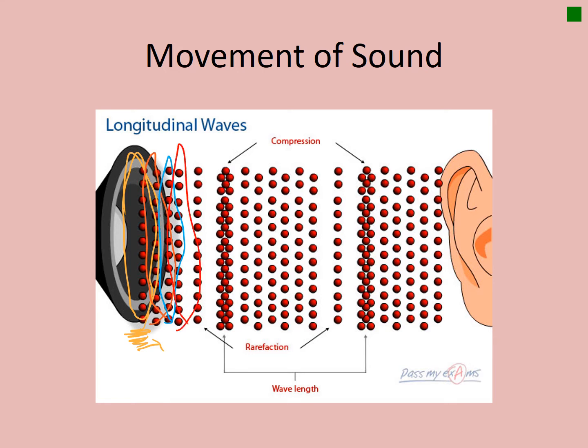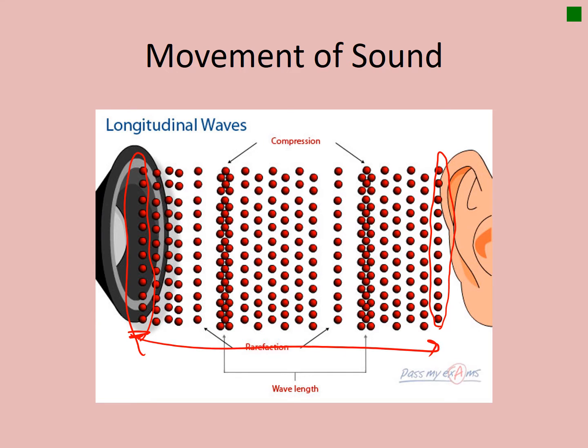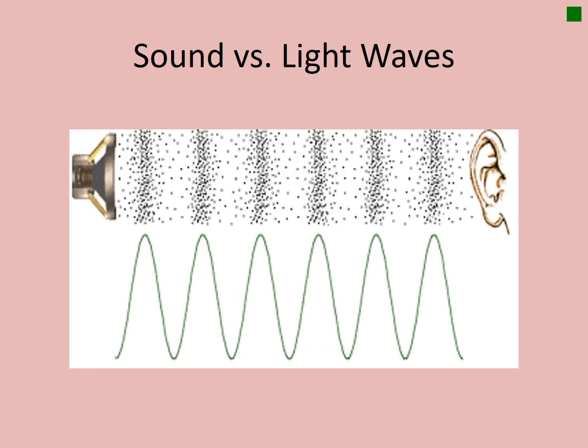So the particles that you start with right here are not the same particles that hit your ear, okay? The energy is transferred from the initial particles all the way to the particles that are right by your ear. Now because they are in longitudinal waves, you have compression areas and you have rarefaction areas. Remember, rarefaction are the places where the particles are most spread out. Compression are where they are most compressed together.